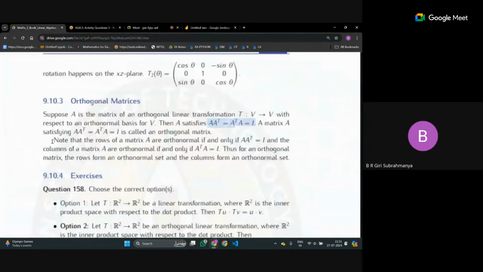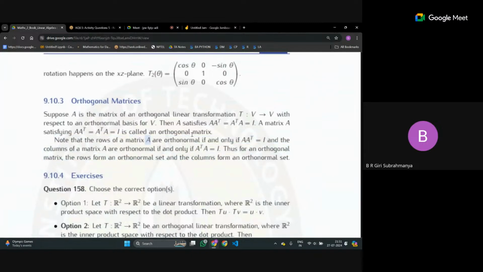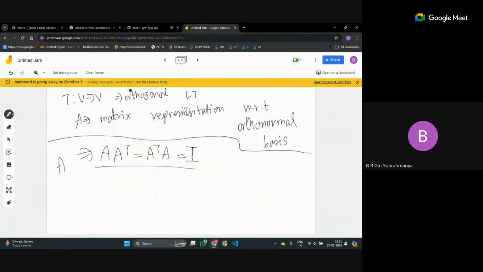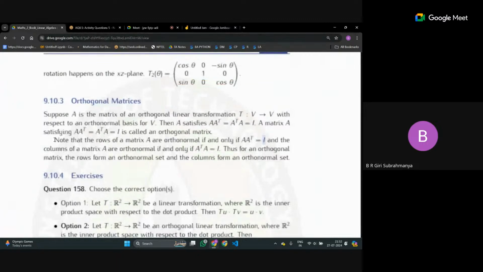Coming to orthonormal vectors, they're saying for a matrix A, the rows of A are orthonormal if and only if A A transpose is equal to I. For some matrix A, the rows are going to be orthonormal if A A transpose is I. Note that the rows of matrix A are orthonormal if and only if A A transpose is I.